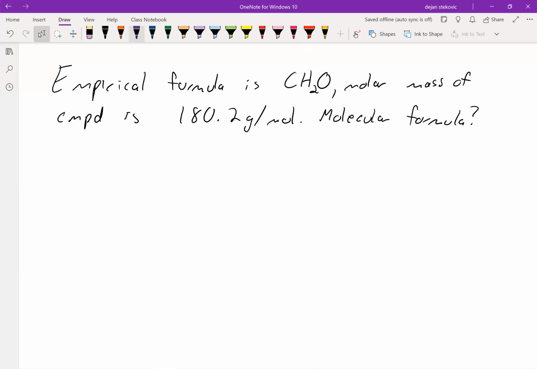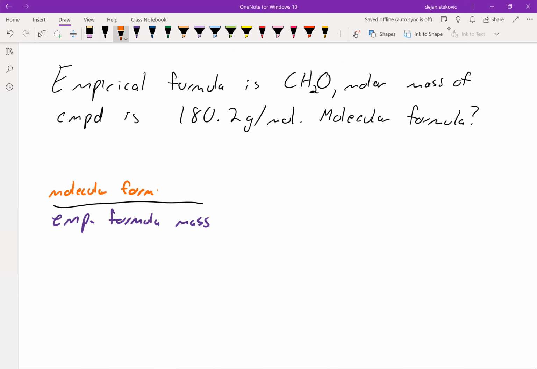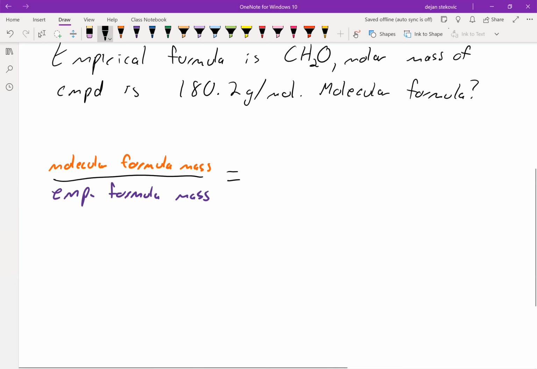So the way that you do this is you take your empirical formula mass underneath your molecular formula mass. That's going to give us some number, and that number we're going to multiply by our empirical formula. So let's go ahead and take a look at this.